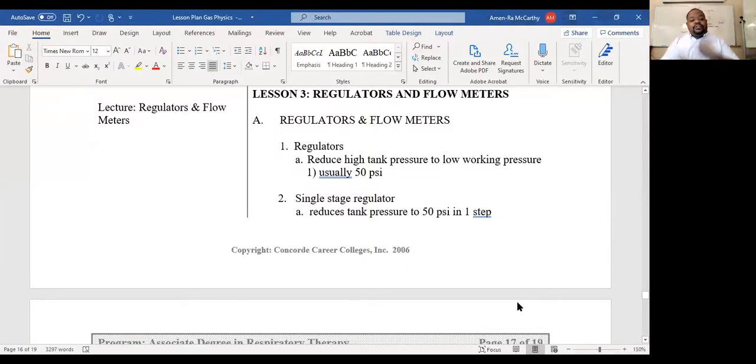Now, what regulators do is bring that 2200 PSI down to a standard working pressure of what? Said it yesterday, 50 PSI. Now I can use it, right? I can't use 2200. I can't hook up a nasal cannula to 2200 PSI. I'll blow your head off. I have to bring the pressure down from the wall or from the cylinder down to a nice working pressure of 50 PSI. And now I can do my therapy, okay? That's what regulators do, simple as that.